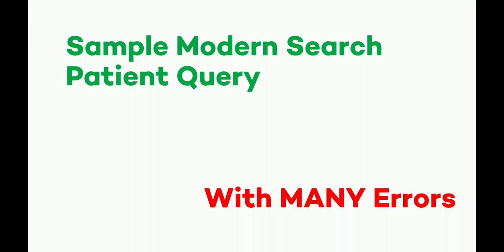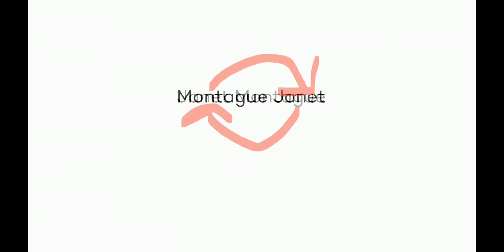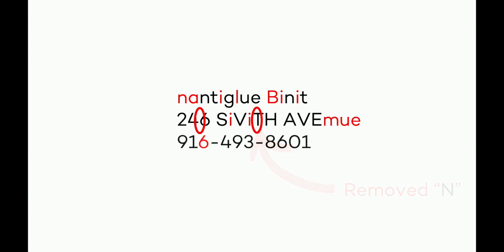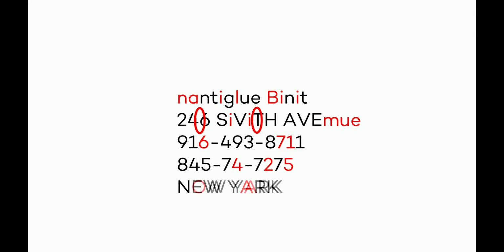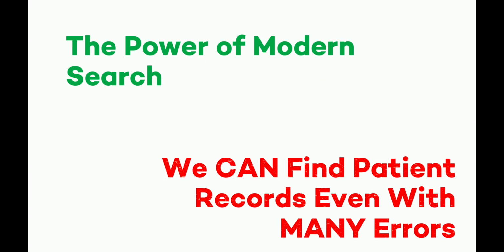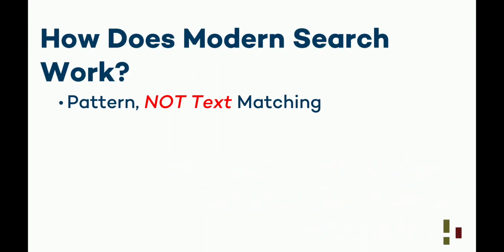So let's look at a real example that has very, very bad data. If we search for this patient's name, Janet Montague, and we reverse the first and last name, and introduce errors in the last name, then errors in the first name, then ultimately errors in the address, errors in the telephone number, date of birth, social security number, errors in every field. It still should not matter for modern search. We should be able to find Janet Montague's record, even with all those errors. That is the beauty of modern search. And we have to explain how it works.